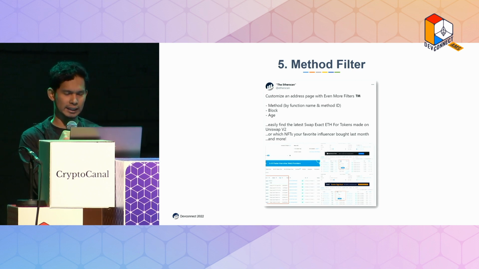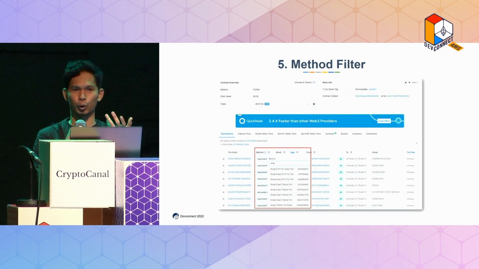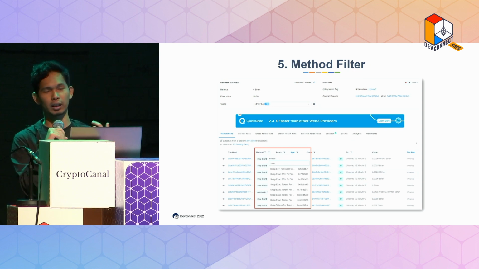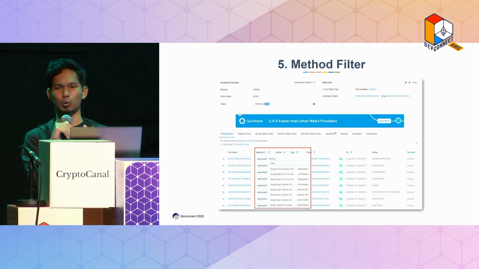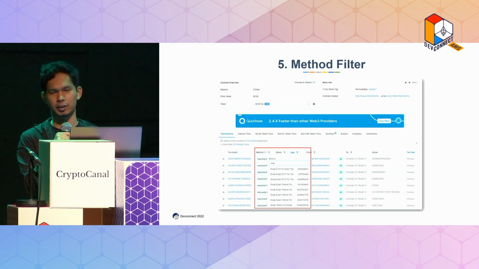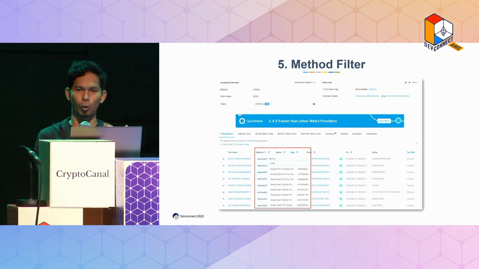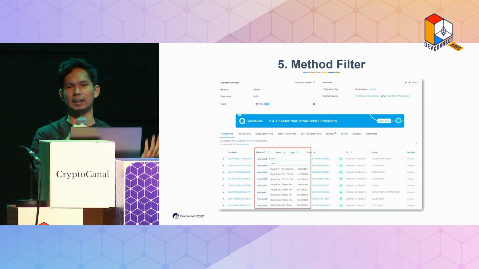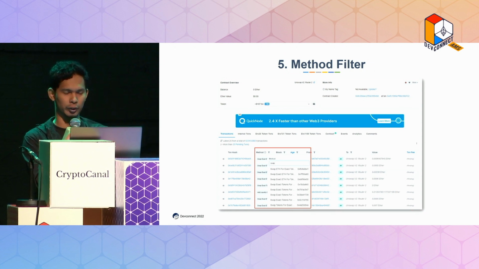So what we've done is that we've added not just the method by function name or method ID, but we've also added the block number and age of transaction as well. Right now, if you were to go to the Uniswap V2 smart contract, you can type the word swap and you'll see all the bunch of swap-related functions that Uniswap V2 uses. So you can filter the transactions on that contract to see only the swap transactions or any other transactions that you want to be able to filter by.